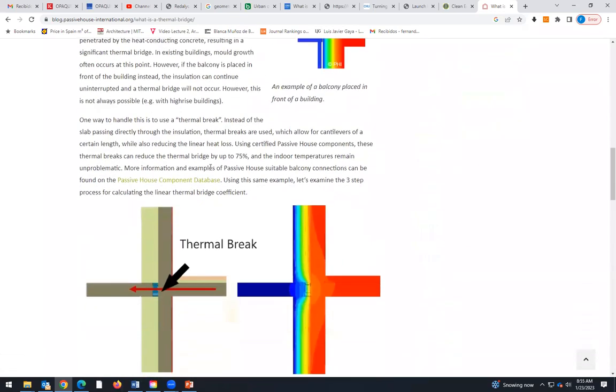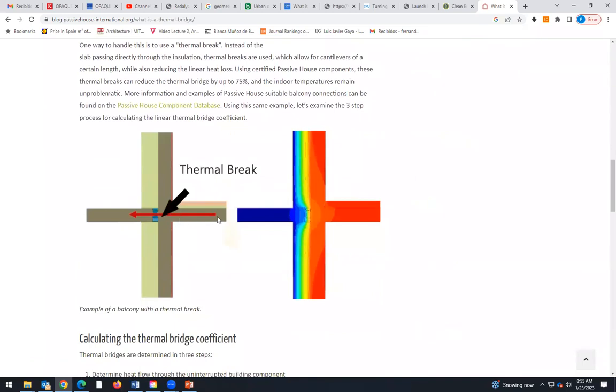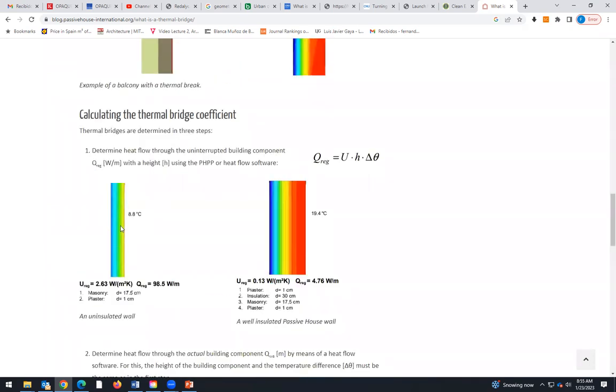So where do we have a thermal break? If we have thermal insulation, if this light green is thermal insulation and this is thermal insulation, this thermal insulation is interrupted here. This is outdoors, this is indoors. So there's a thermal break, and the heat tends to go in this direction. Okay, so that's the thermal breach.